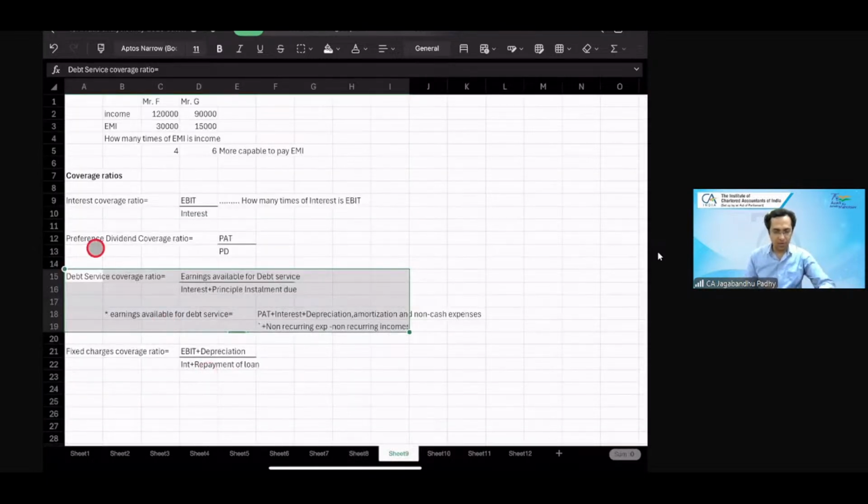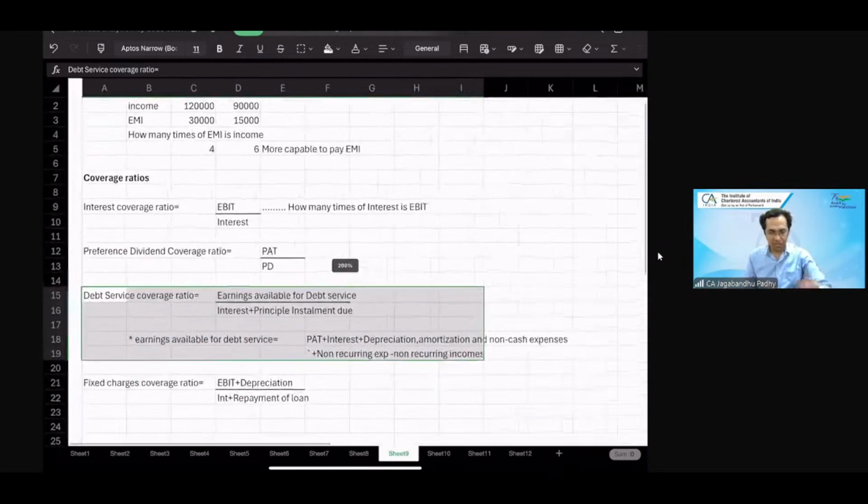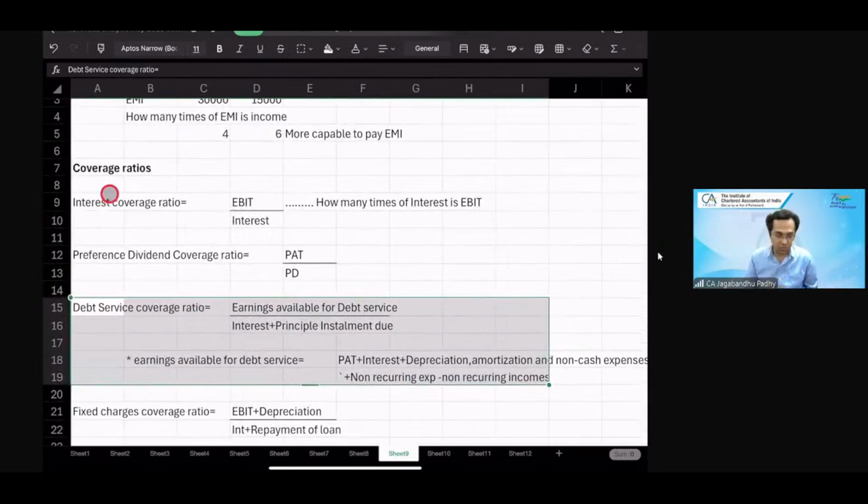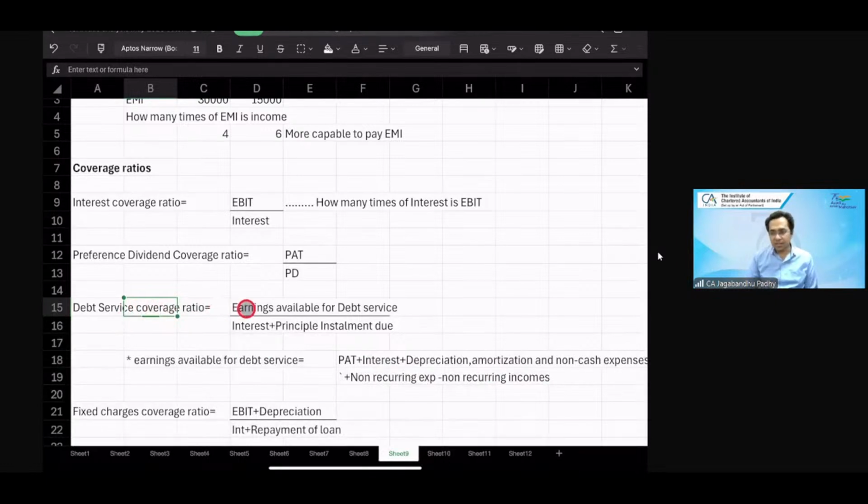Okay. Then again, the risk was measured by using something called coverage ratios. So interest coverage ratio, we said, is EBIT upon interest. Preference dividend coverage ratio is computed as PAT upon preference dividend. Debt service coverage ratio is computed as earnings available for debt service upon interest plus the principal amount due.